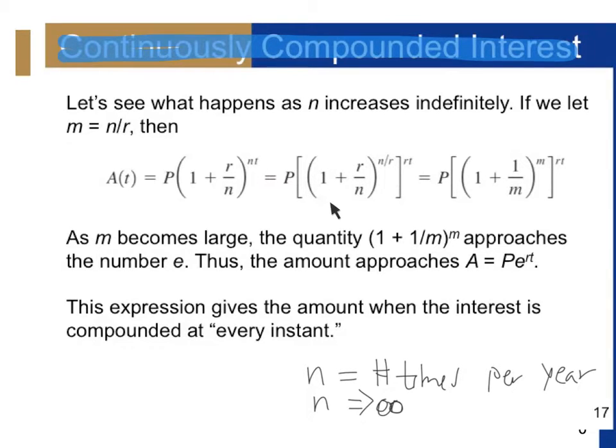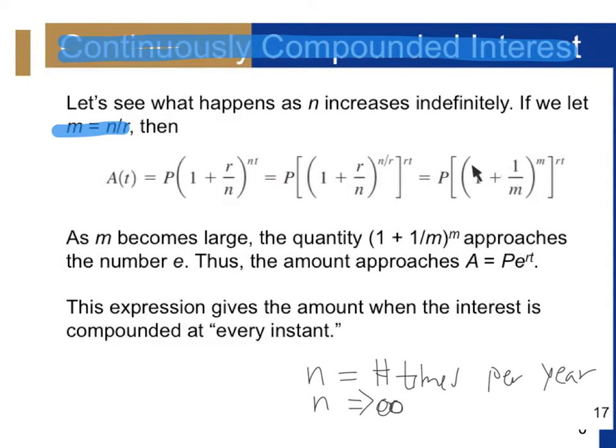Okay, now that we have this part inside the brackets, we're going to let m equal n over r. Okay, so m is n over r, which means that our n over r here becomes m, right? And this is r over n, so that's 1 over m.